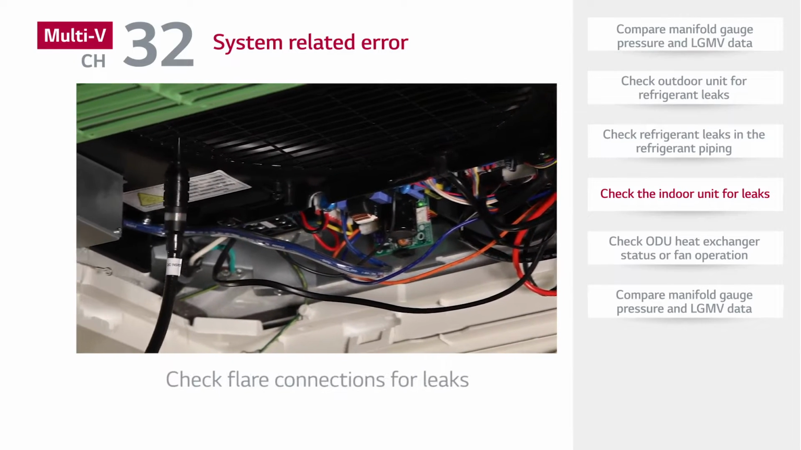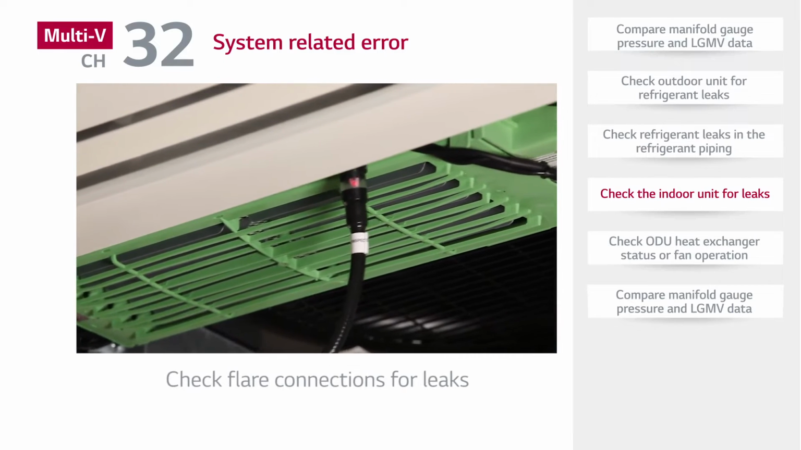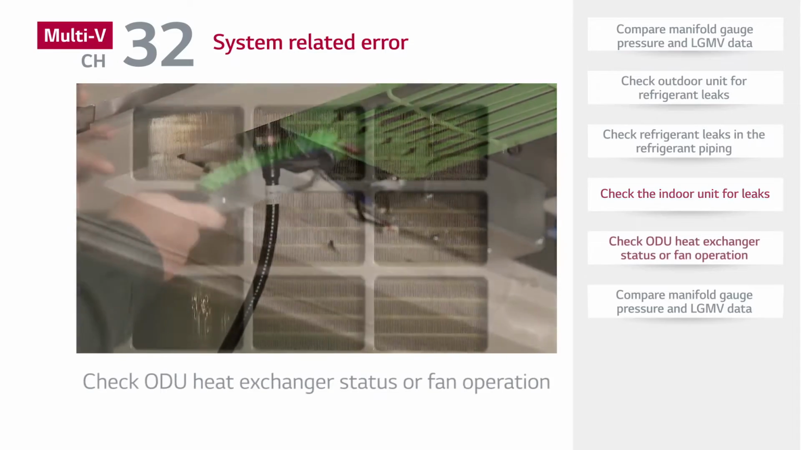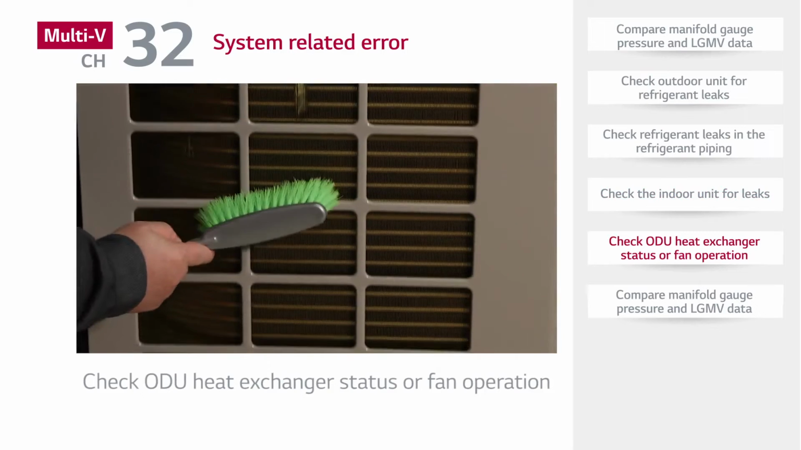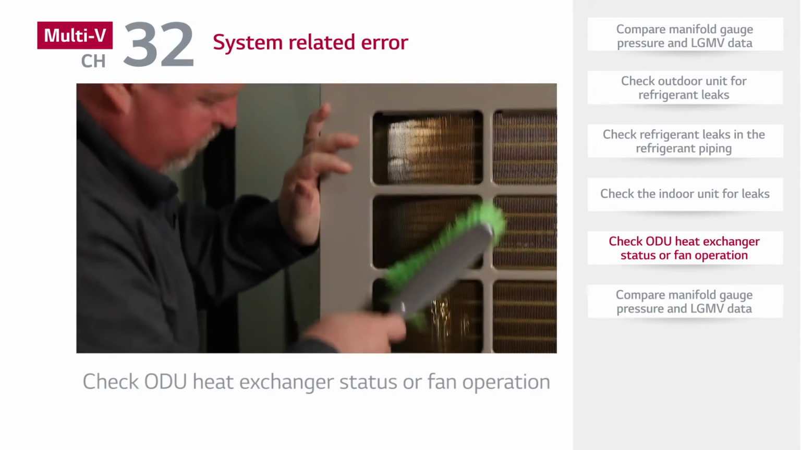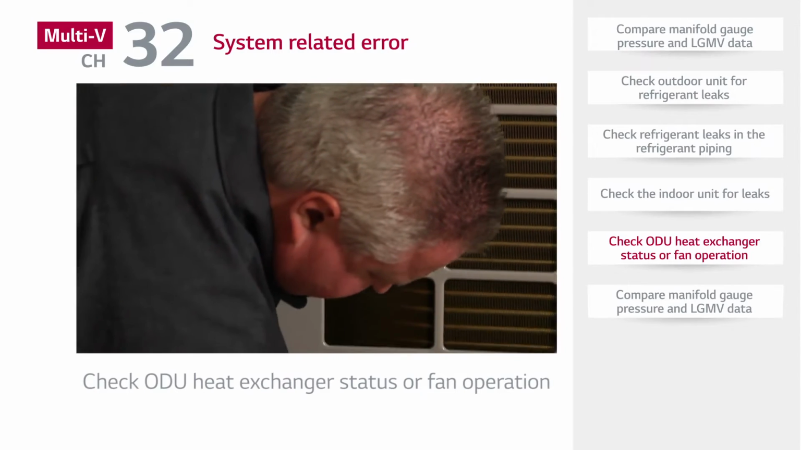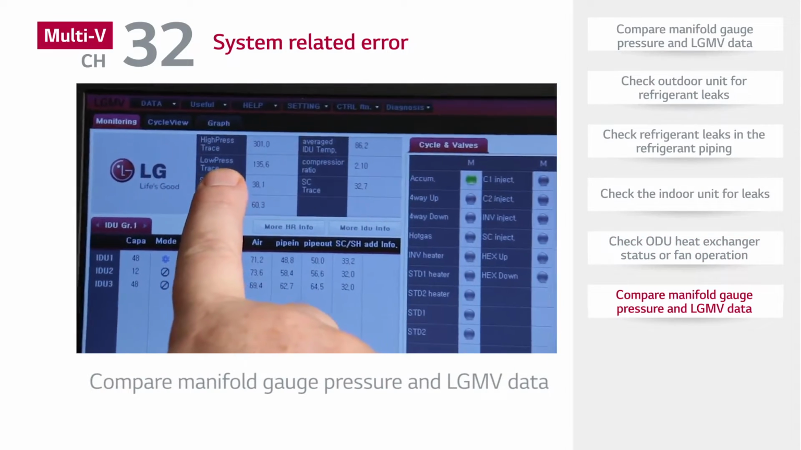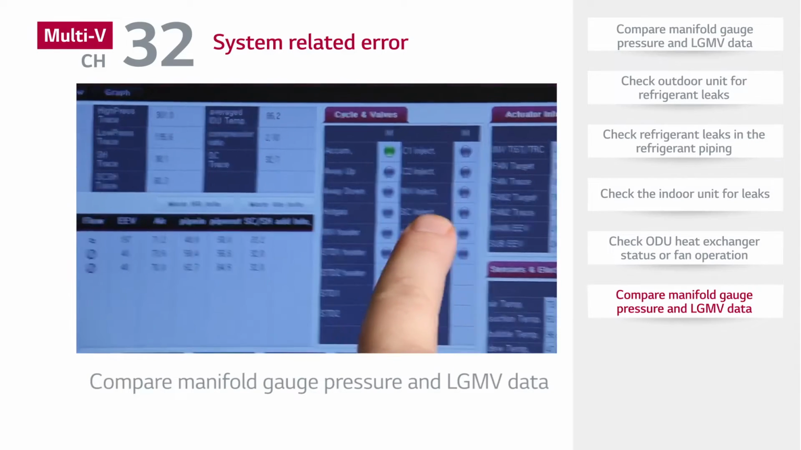Be sure to check the field flare connections for leaks. After checking indoor unit, check outdoor unit heat exchanger status or fan operation. After inspecting the outdoor heat exchanger and fan operation, check whether the LGMV data is normal.